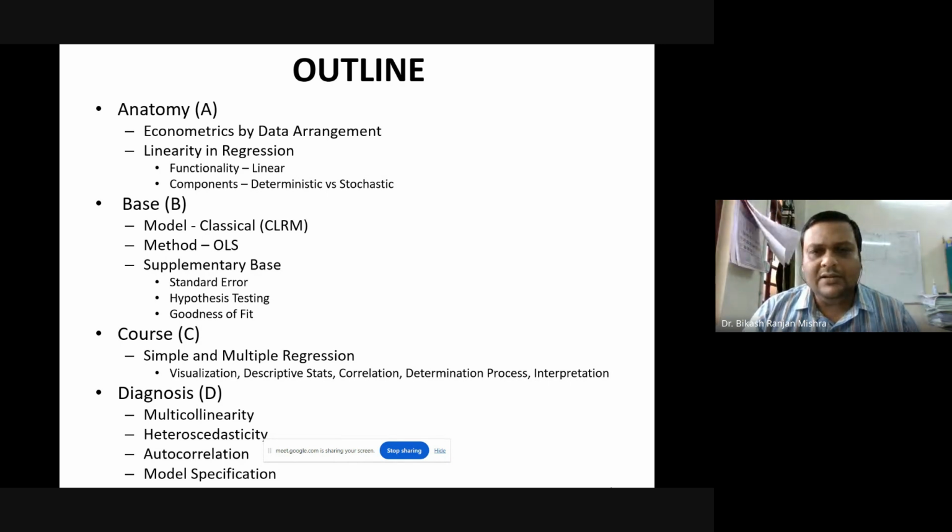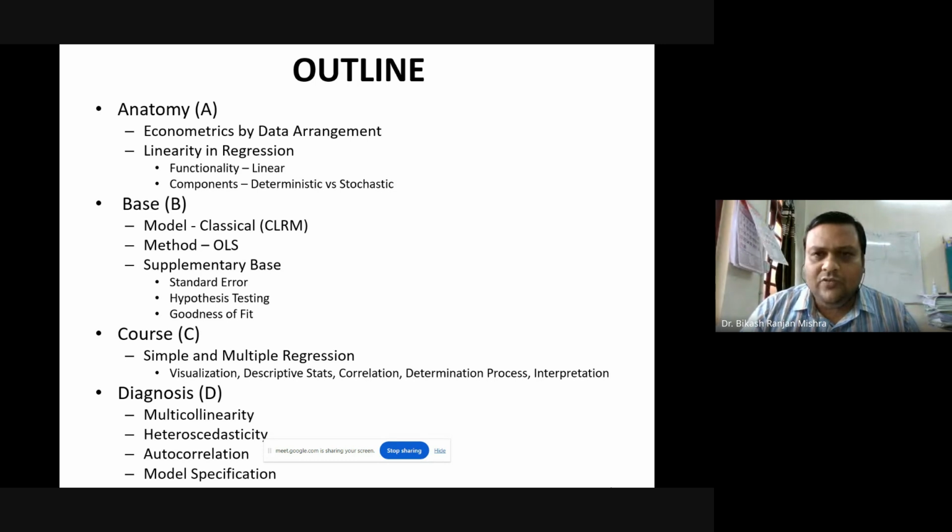Broadly, I'll be focusing on the T test and F test because they will be broadly used in our regression analysis. Then there will be a component of goodness of fit, basically R square or adjusted R square, and some other versions of it available. So as you progress further, under the supplementary base category, I will be discussing that.